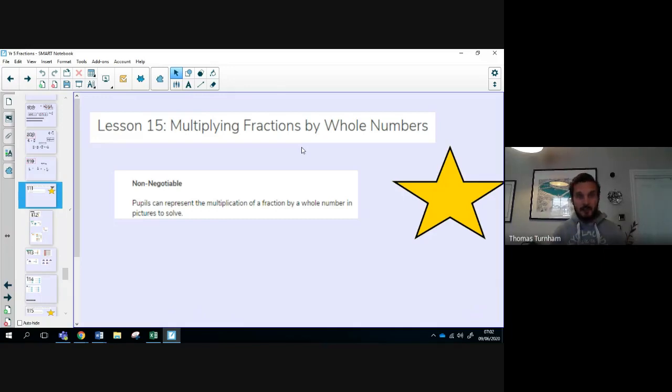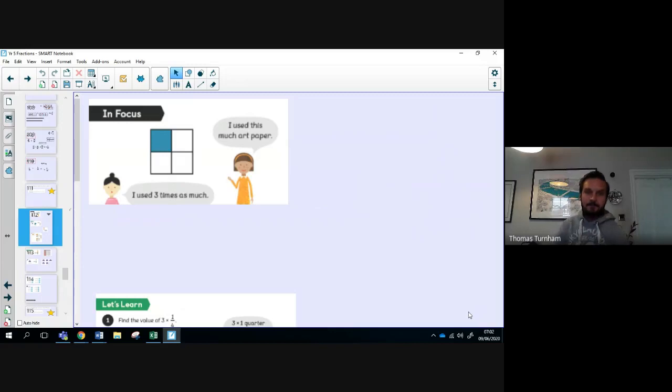Don't just stare at the page, at the number sentence, the fraction sentence, and start getting stressed out. It's not going to do you any good. So let's have a look at how we do this. So our question. I use this much art paper, says our orange dressed friend.